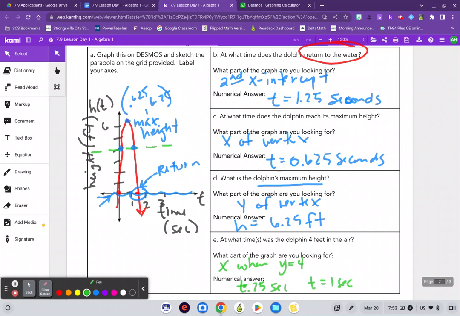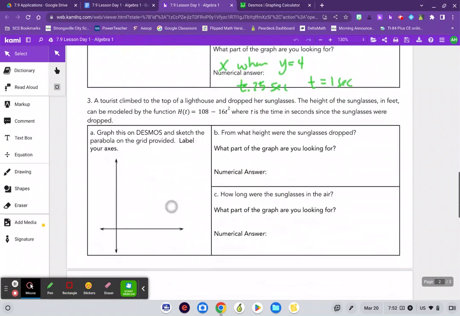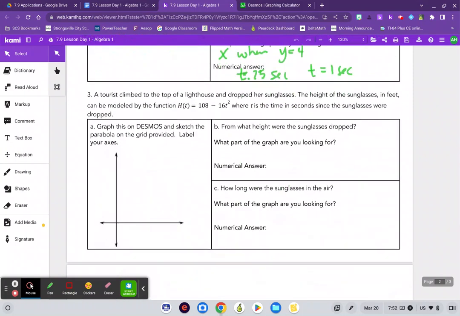All right, I just want to start one more here with you. I don't want to do all parts of it, but I want to get the graph going for you so that I can show you how to use Desmos to fit things. So a tourist climbed to the top of a lighthouse and dropped her sunglasses. The height of the sunglasses in feet can be modeled by the h function, 100 minus 16t squared, where t is time in seconds since the sunglasses were dropped. So we want to graph this on Desmos.